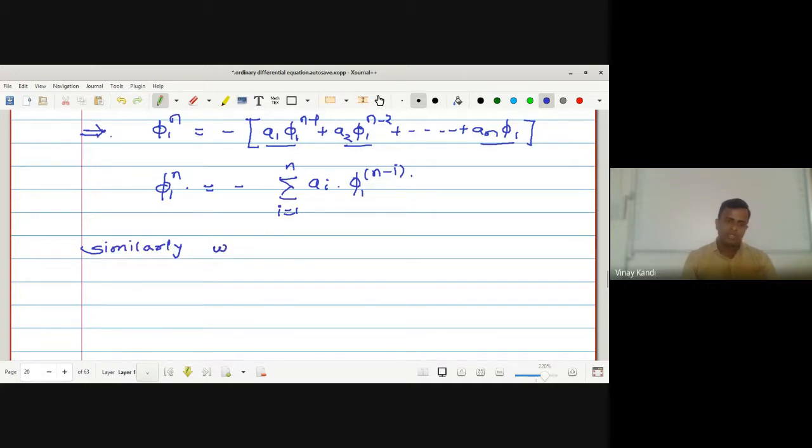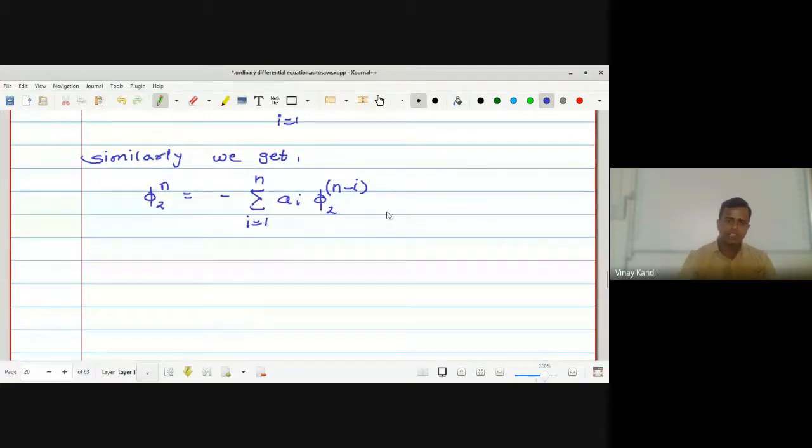Similarly, we get phi 2 raised to n is equal to minus of summation of i is equal to 1 to n ai phi 2 raised to n minus i. And at last, up to so on, we get phi n raised to n. Here we get minus of summation i running from 1 to n ai phi n raised to n minus i. So this is the value of phi n raised to n.